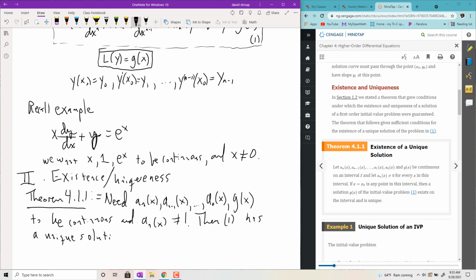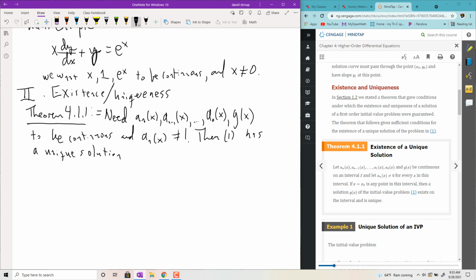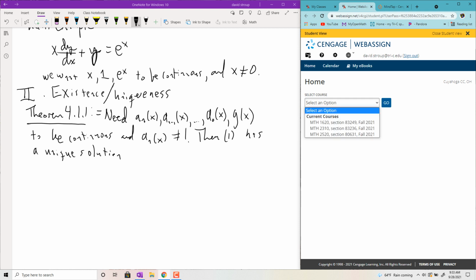Okay, but what I'm saying is you've kind of already seen this issue before when we dealt with the integrating factor problems. That p of x and f of x being continuous was kind of the same deal as what we're doing here, except we're not dividing out by that a sub n of x. Okay, let's look at the homework problems and see if there's anything along these lines.